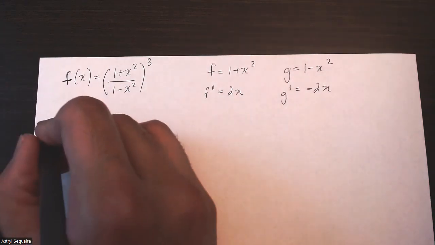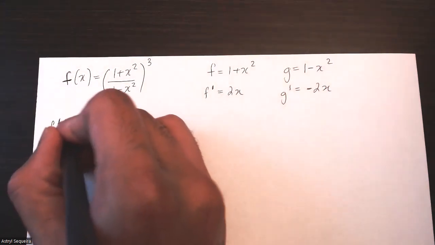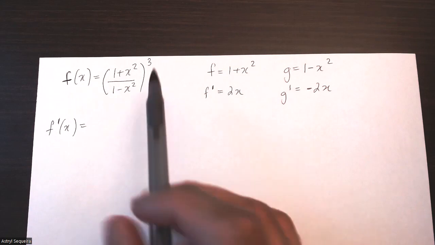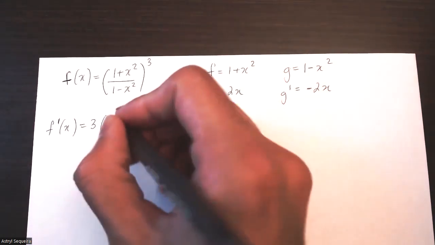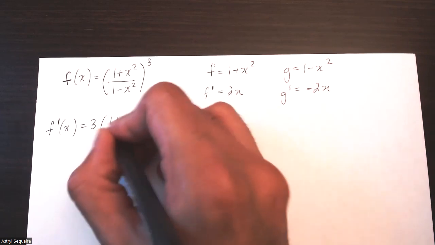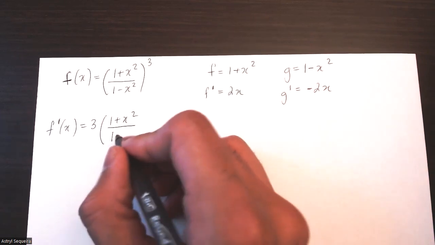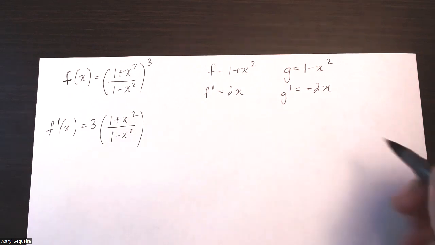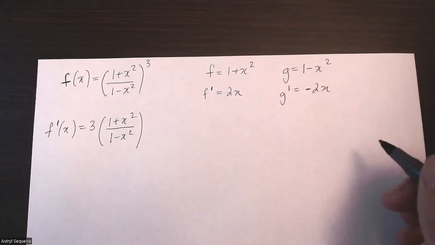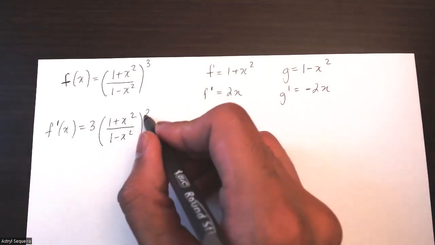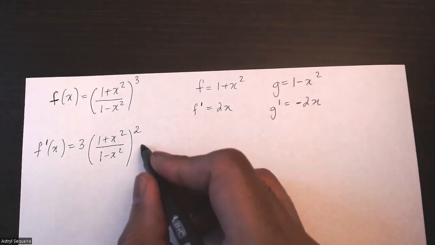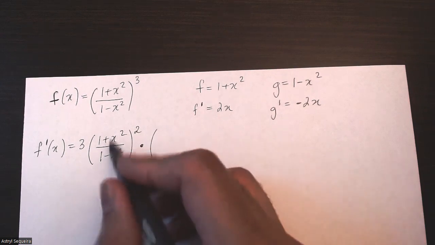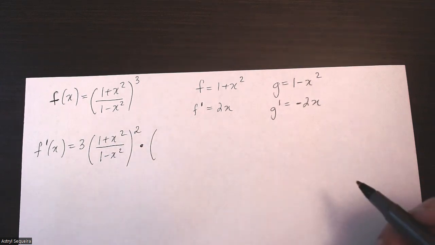So when I derive this equation, f prime x, the first thing I'm going to do is I'm going to bring my exponent down. I'm going to write the exact same thing inside the bracket. And then I'm going to subtract 1 from the exponent, so my new exponent is 2. Then I'm going to multiply by the derivation of the inside of the bracket because of my chain rule.